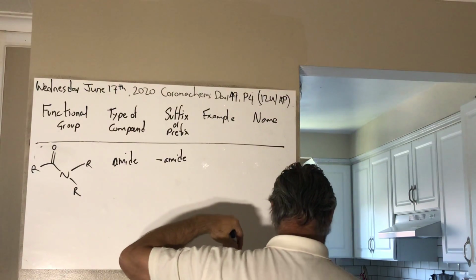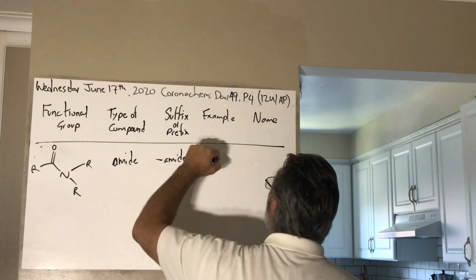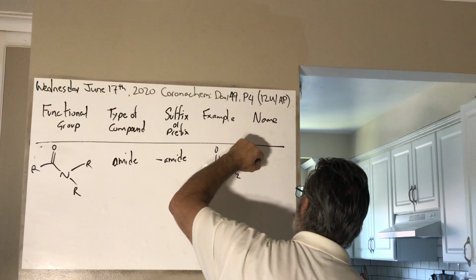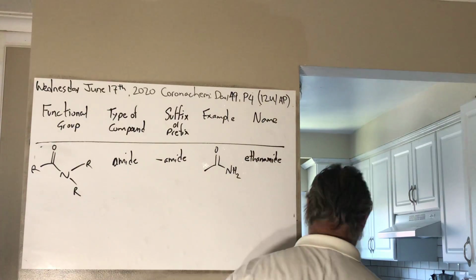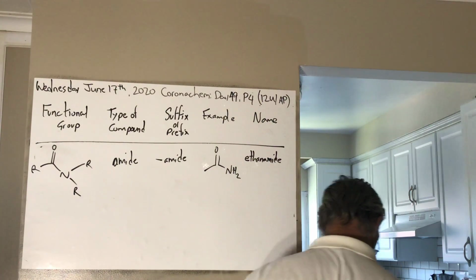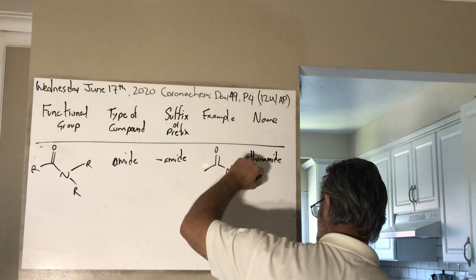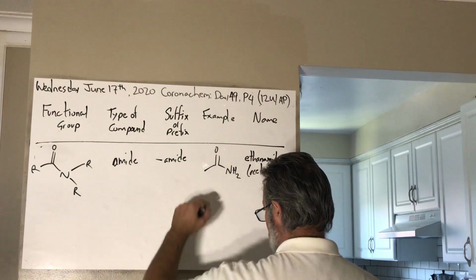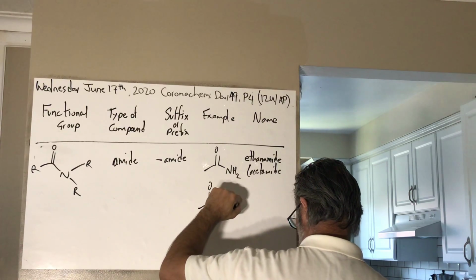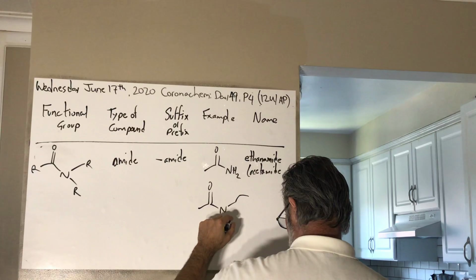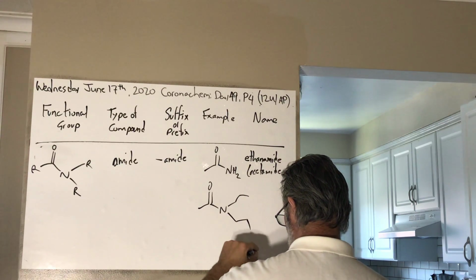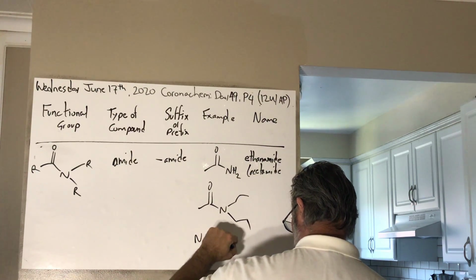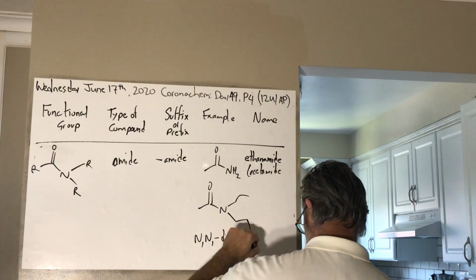An example of an amide. One of the simpler ones, acetamide or ethanamide. It's also called acetamide. And whenever you put a substituent on the nitrogen, you'll say N something. So if you were to put 2 propyl groups, 1, 2, 3, 1, 2, 3, you would say N,N-dipropyl ethanamide.